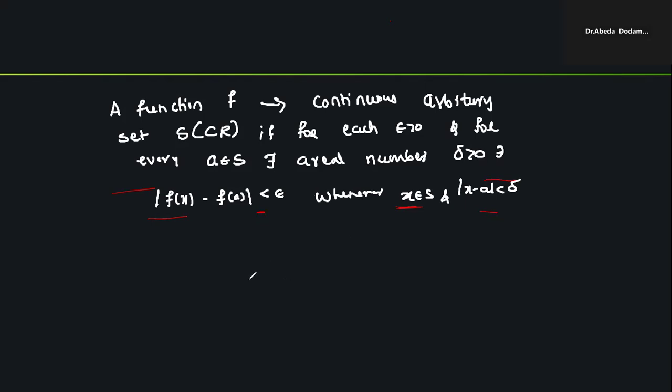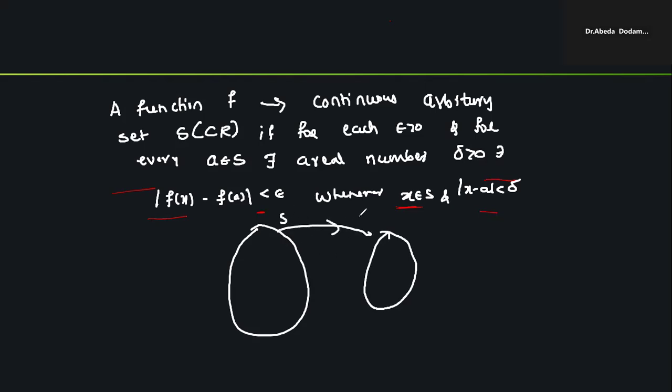So equivalently we have seen this. Obviously the function should be from S to R, where S is a subset of R. We take any element, say a, which belongs to S. Then there exist epsilon and delta greater than 0, which are positive numbers. For a we have a mapping, f(a), and for x we have f(x).